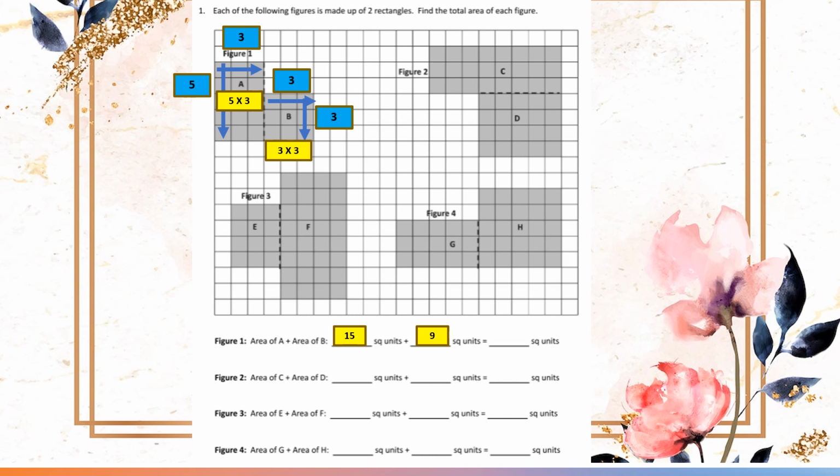Figure 1 is made up of rectangle A and square B, so we have to put those together to get the total area for figure 1. That means we have to add 15 plus 9. What's 15 plus 9? If you said 24, you are absolutely correct. Now, if you need to pause the video to make sure everything is written down, do so now.